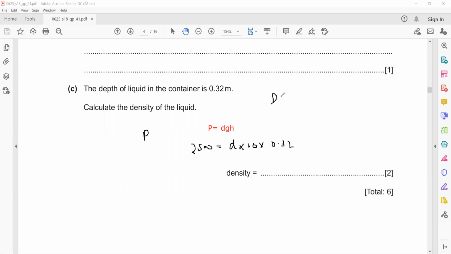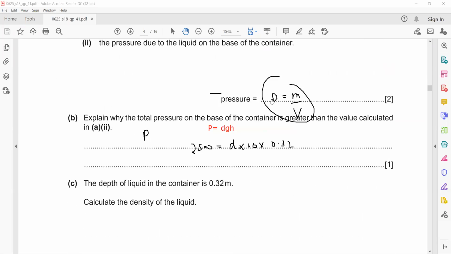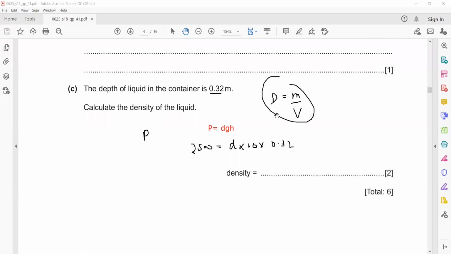Why are we not using this formula? We can also use density equals mass over volume. You can also get the answer, but for that you first have to find the volume. The base area is given, multiplied by height, you will get the volume, and mass divided by volume will also give the same answer. So it is up to you. You can use both. For any one of them, you will get the final answer. Kilogram per meter cube.